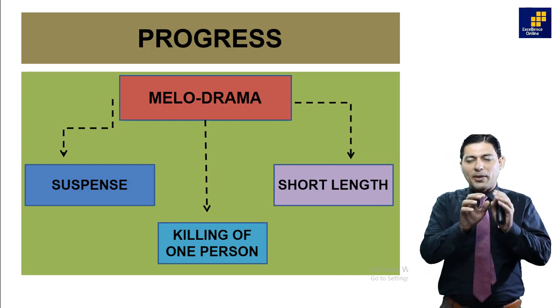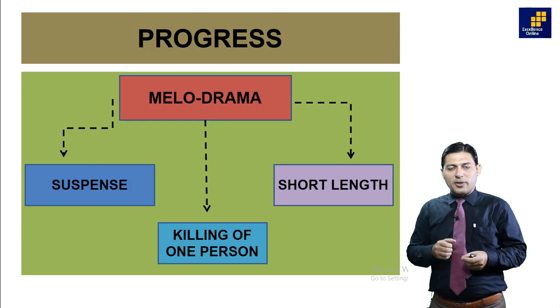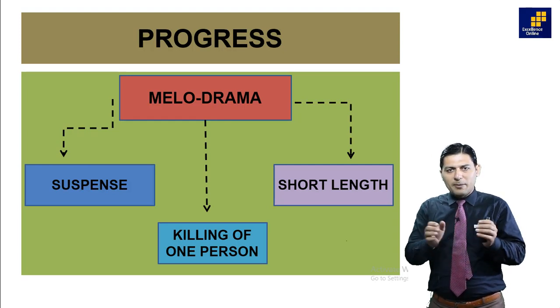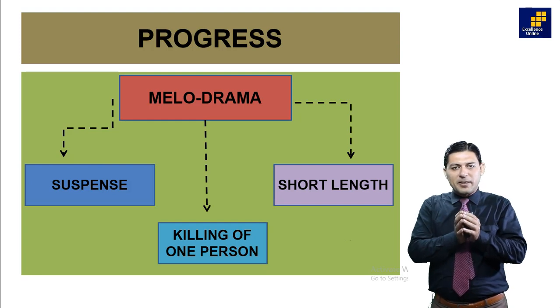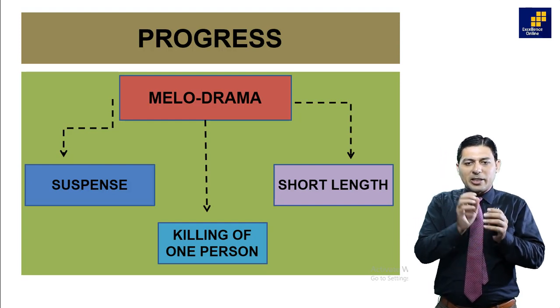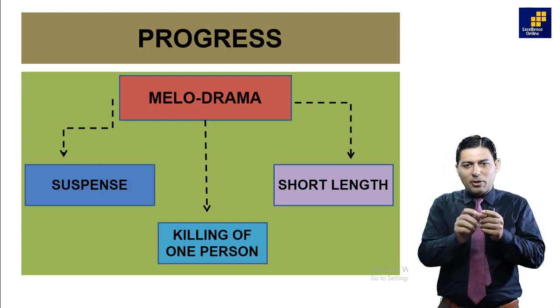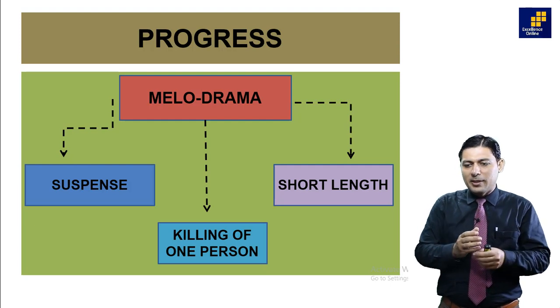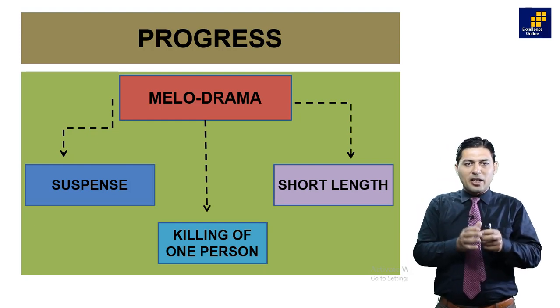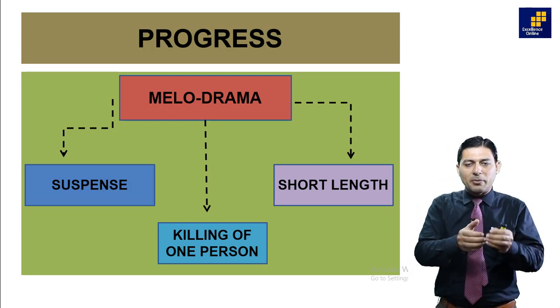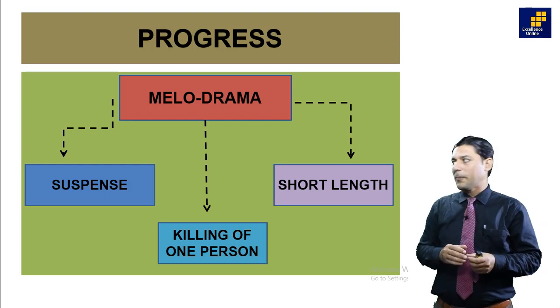The Counter Image, Progress, The Hostile Witness: these three plays in first year are melodramas. They have suspense. Second, we have the killing of one person. In all plays of melodrama, we have one characteristic that is the killing of one person, at the end or in the starting. In The Counter Image, we have the killing of one person, that is the Count of Marshall. Here we have Professor Henry Corey, and similarly with other plays of melodrama.